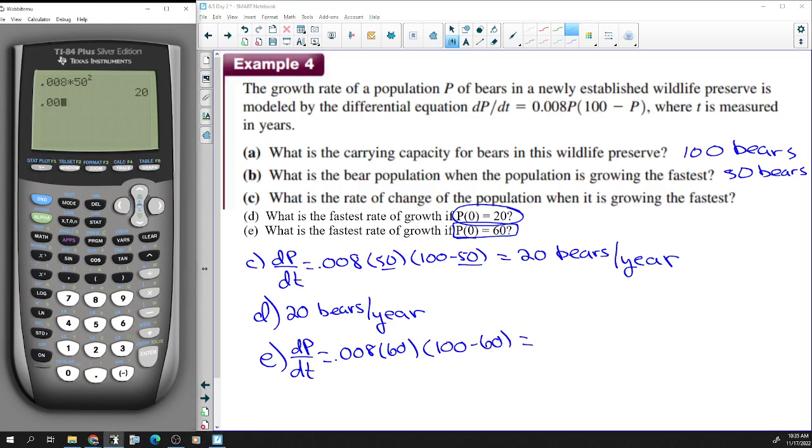So 0.008 times 60 times 40. So we're already down to 19.2 bears per year. And since we're already past halfway, it's not going to get any faster. It will only get slower from there, because our multiplier is going to start to get smaller and smaller and smaller. Any questions on that concept there? So if you're before halfway, you use halfway. If you're after halfway, you use the current value.